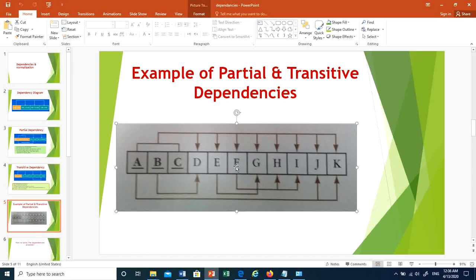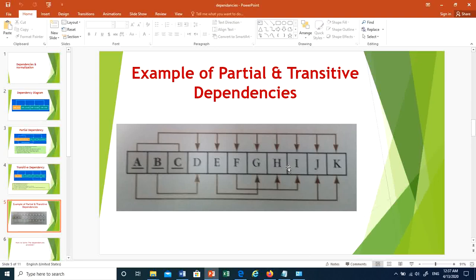What is F? Is it part of the key? No, it is not part of the key. These are the parts of the key. So what is F? F is just a non-key, just a normal attribute. So again, when a non-key attribute determines other attributes like H and I, this is called transitive dependency. So this diagram has two partial dependencies, which are A to J and K and B to D, and has two examples of transitive dependency, which are E to G and F to H and I. So these dependencies should be removed.